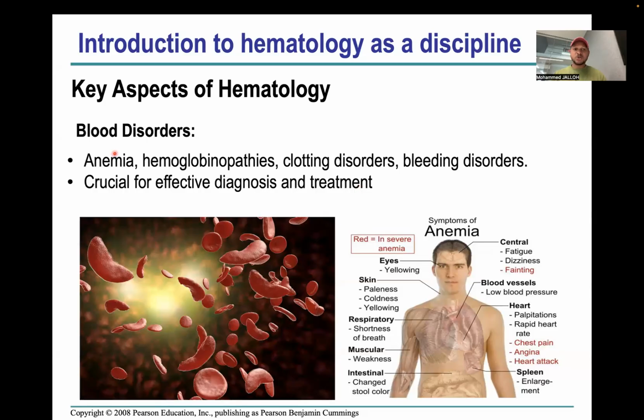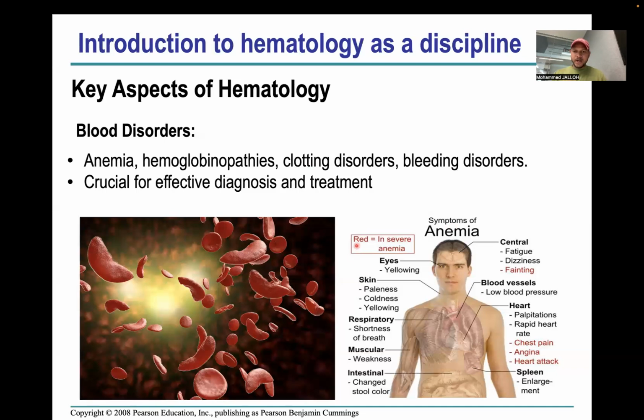So hematology also focuses on anemia. It focuses on the hemoglobinopathies. It focuses on clotting disorders. It focuses on bleeding disorders. And hematology is also crucial for effective diagnosis and treatment of blood diseases. So here you can look at the symptoms of anemia, right? Anemia is a disease that is associated with blood. Anytime you see anemia, it means it is a disease that is associated with blood. So in this area, you can have leukemia, you can have different types of diseases.